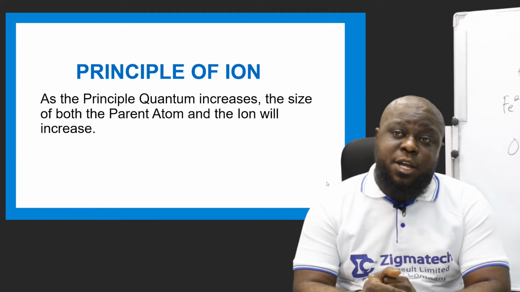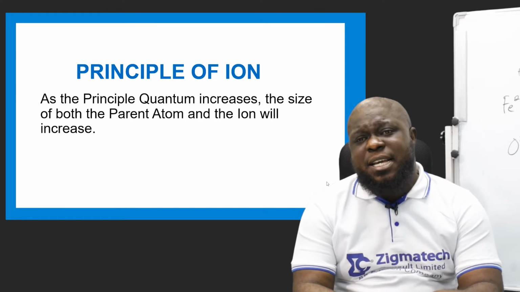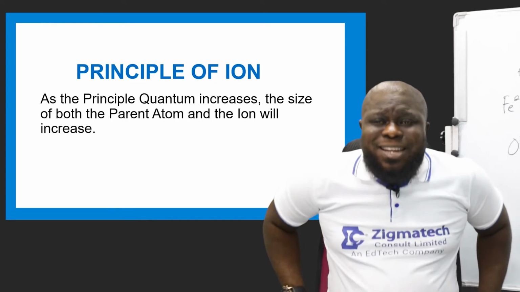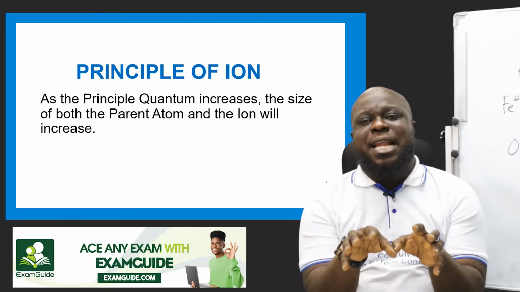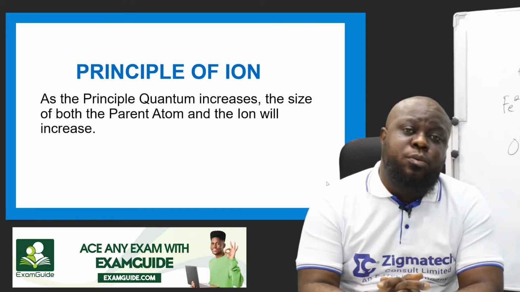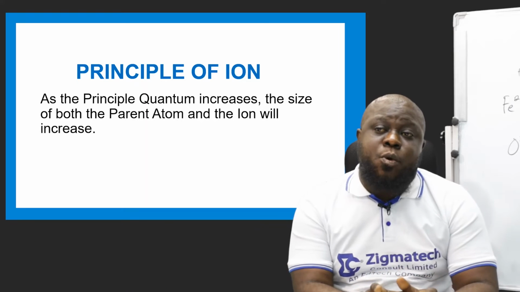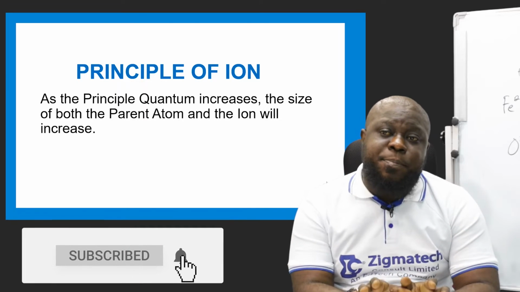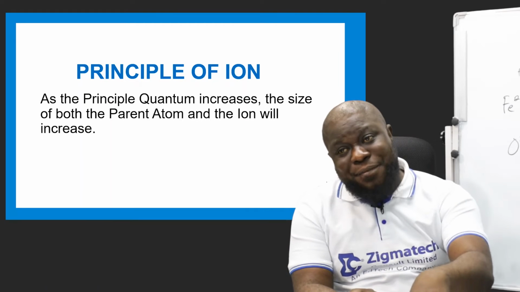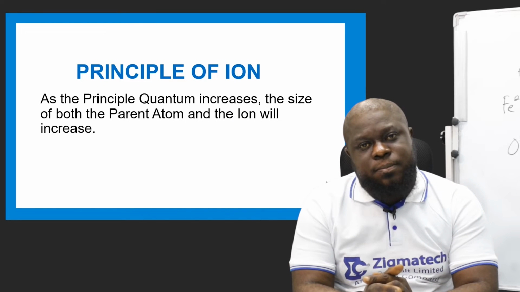Let's go to the principle of an ion. The principle of an ion states that as the principal quantum number increases, the size of both the parent atom and the ion will increase. Remember, the ion is inside the atom. So anything that affects the atom will have to affect the ion. I've told you about the principal quantum number and the atoms. So if the principal quantum number increases, the size of both the parent atom and the ion will increase. Why? Because anything that affects the atom will affect the ion, because the ion is inside the atom.